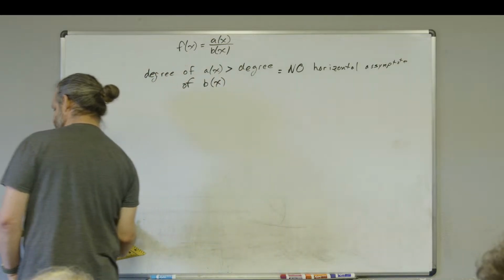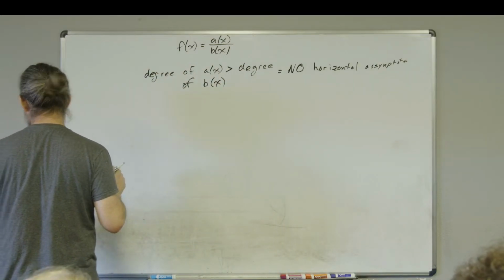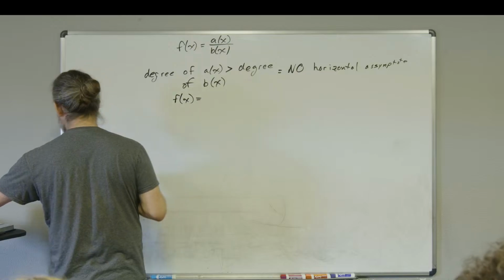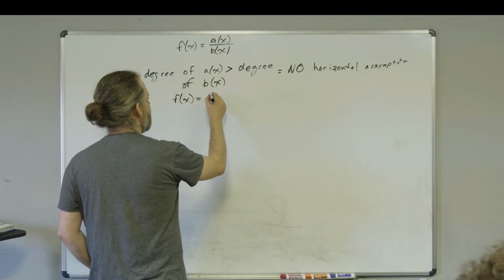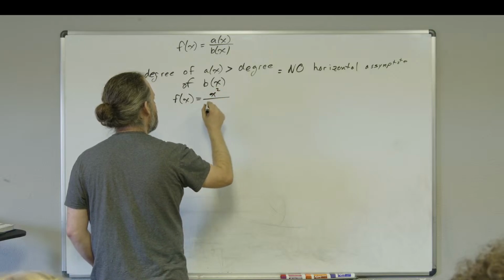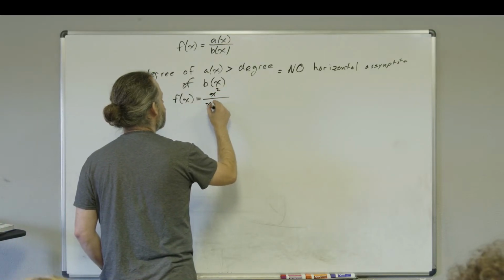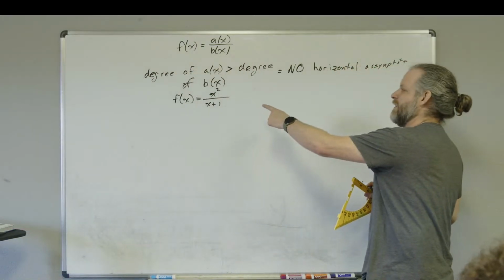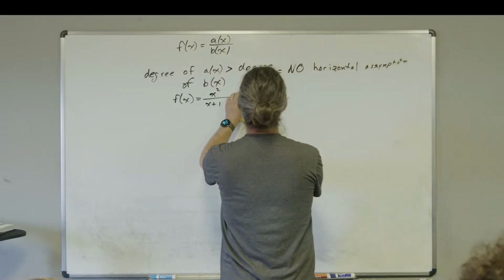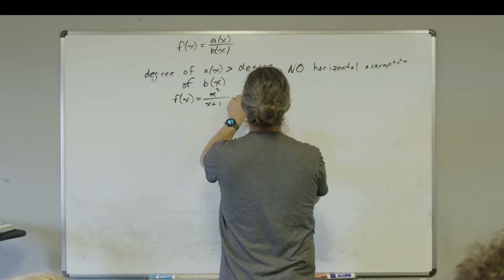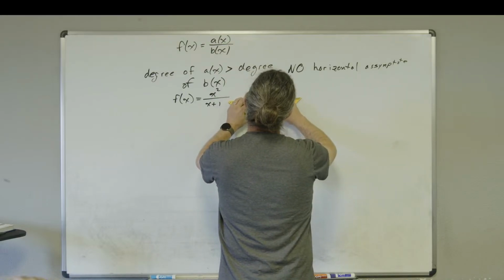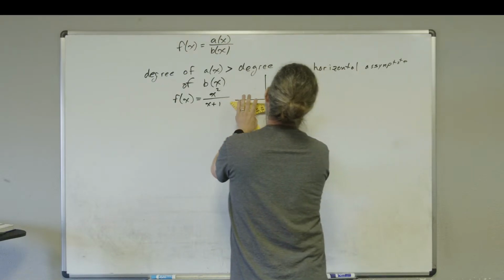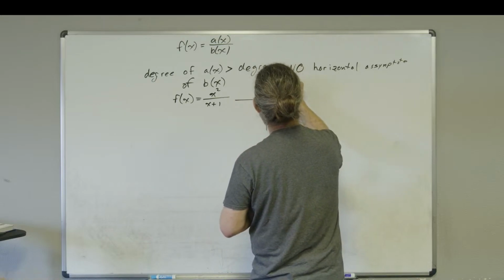Which would look like something like this. We have f of x, this is a simple example without much instruction, just a demonstration. Something like this. The degree of the top is greater than the degree of the bottom. Now this one actually has a specific kind of asymptote, which we'll talk about in a minute, because it is specifically one more than the bottom. And it will look something like this.